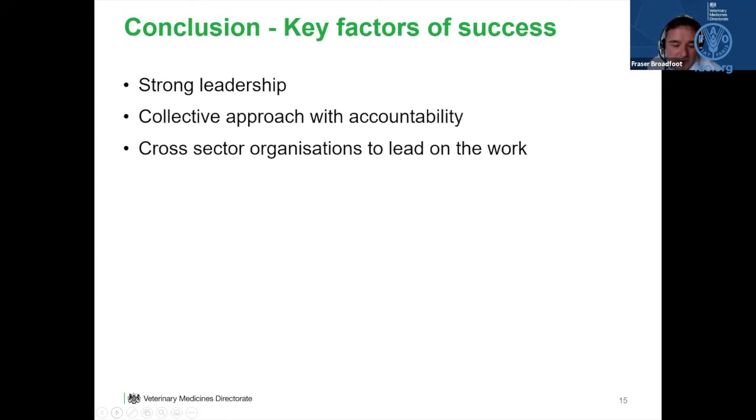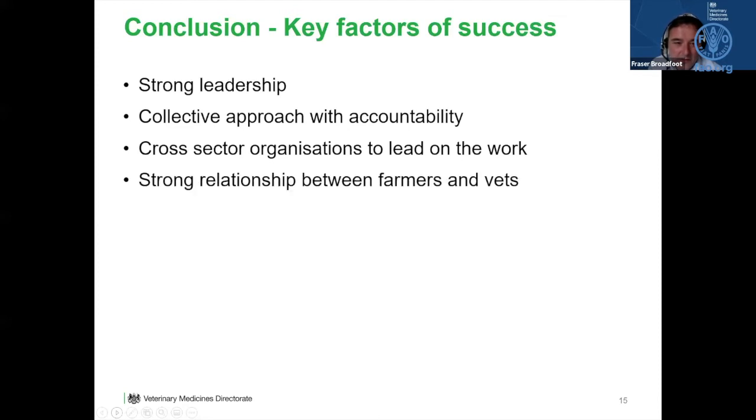Having cross-sector organisations to lead on the work has been very helpful. I've talked about RUMA, which is a cross-sector organisation which has brought the different sectors together. Also, some of the farm assurance schemes like Red Tractor, which is a cross-sector farm assurance scheme, have helped to drive some of this change as well.